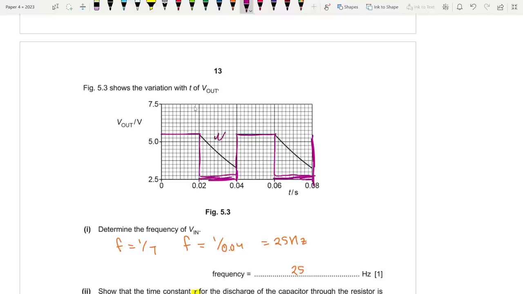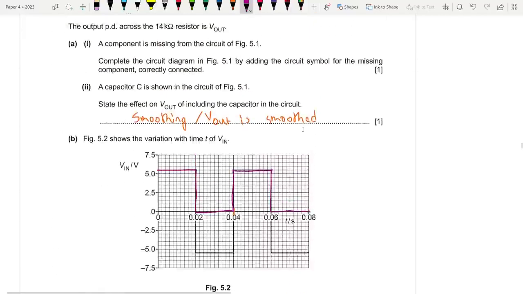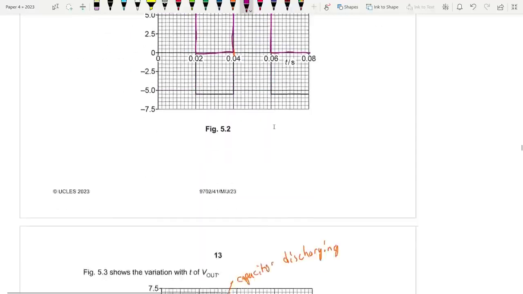However, due to the capacitor, rather than going down suddenly, it went down slowly. This phenomenon of going down slowly, then going up again, then going down slowly, this overall process is called smoothing. So this section is unique. During this section, which is the important part, the capacitor is discharging, and almost instantaneously it is charged up again.